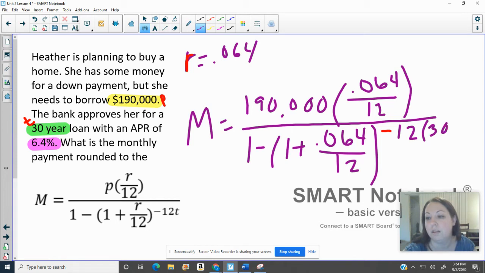Now, if you can write that out, and I want you to write out the formula, I don't want you just trying to type it into the calculator. You need to write it on your paper first.